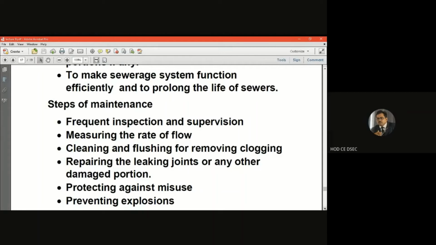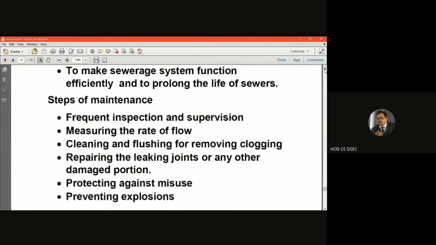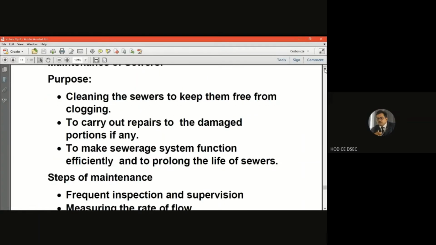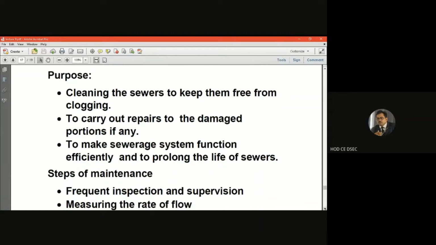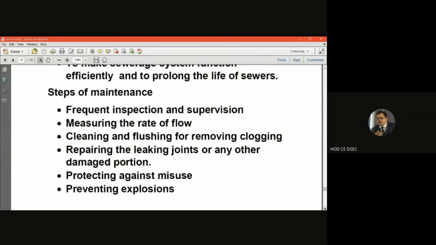Protecting against misuse, that has to be taken care of. Protecting against manual misuse, I mean to say, and preventing explosions. Preventing explosions means if methane, CH4, is there, it has a characteristic to cause explosions, so that has to be taken care of. If maintenance is properly done, this can be avoided.